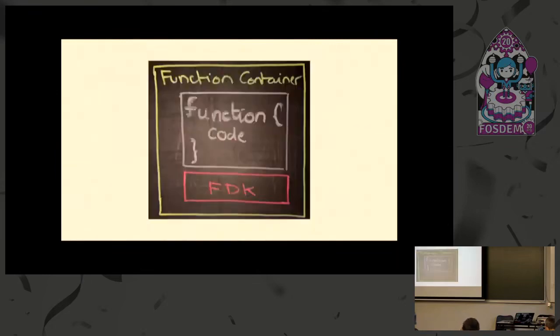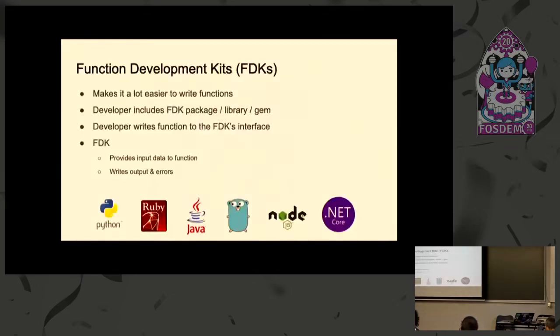So what we've created is our function code inside a function container, usually sitting on top of the FDK. And the FDKs, they just basically make it a lot easier for you to write functions. You include the gem or the library or the package, whatever your language calls that kind of thing. Write the function to the function interface, and the FDK provides input data to the function and writes the output and the errors. And we have these FDKs available out of the box.